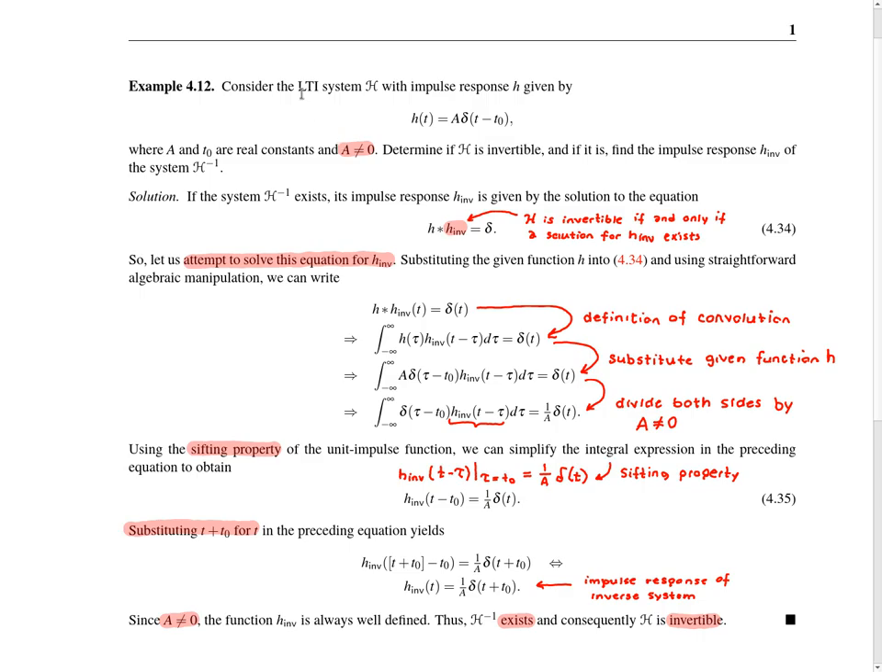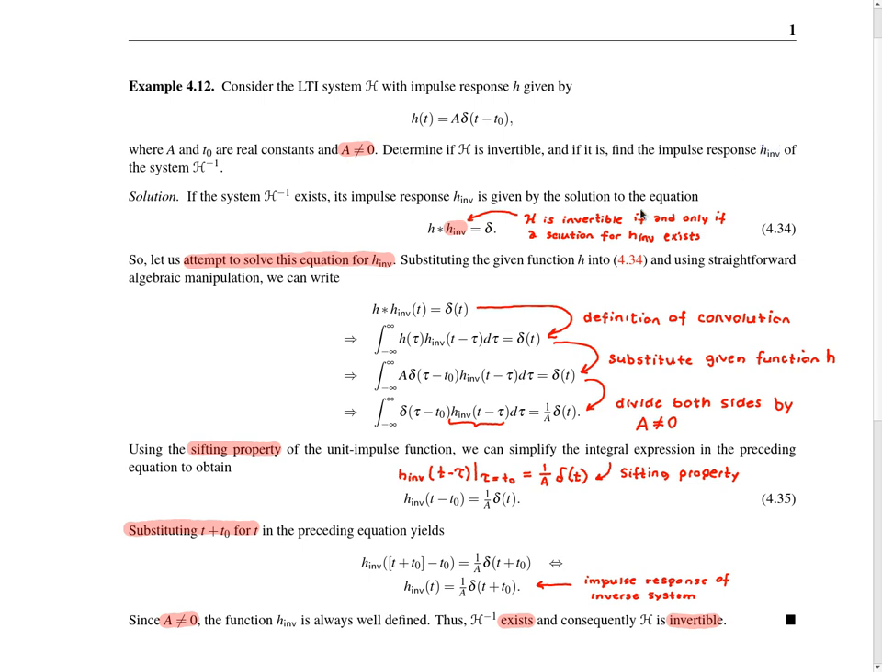In this example, we're given an LTI system denoted by script H with the impulse response little h that's given by this particular formula here, where A and T naught are real constants and A is not equal to 0. And it turns out to be important later in this example that A is non-zero. What we're asked to do is determine first of all if H is invertible, and if it is, we're asked to find the impulse response of the inverse system, denoted by H subscript INV, where INV stands for inverse system.